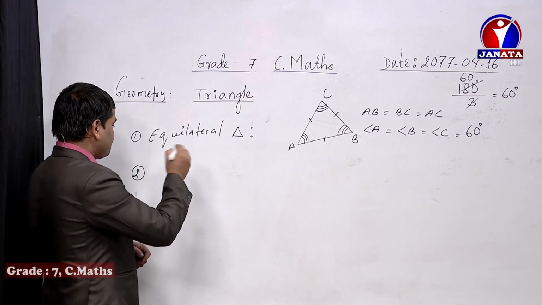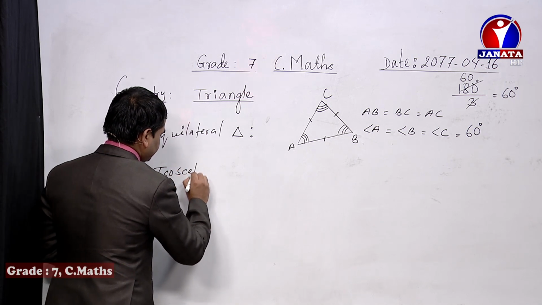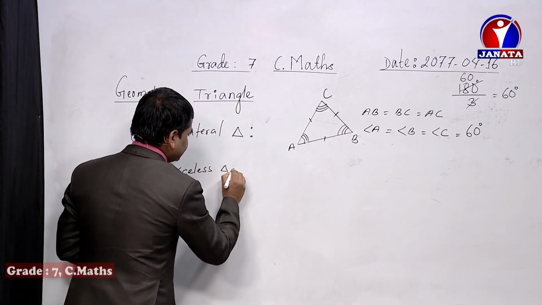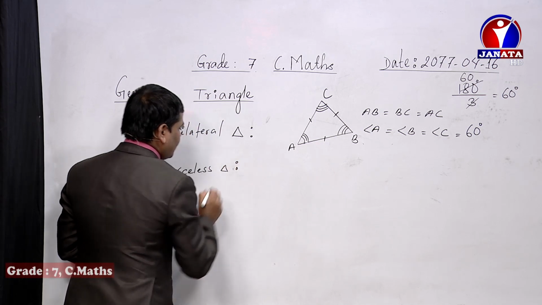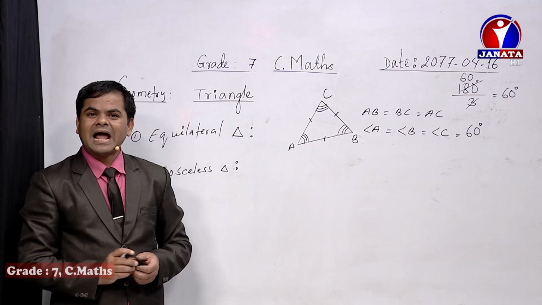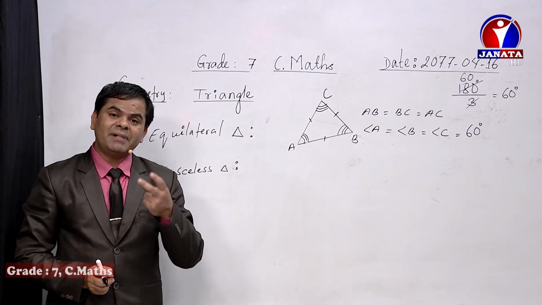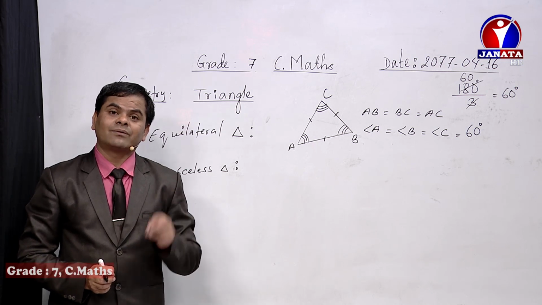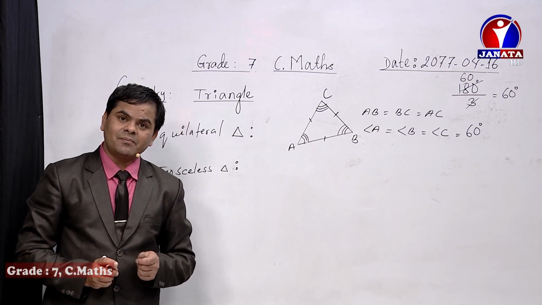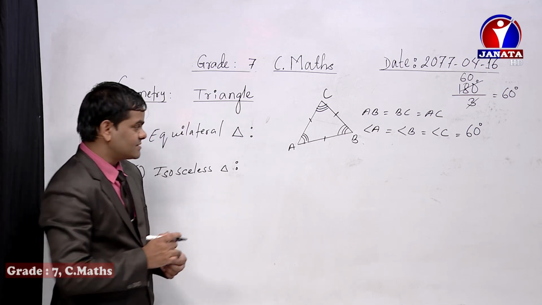Another one is the isosceles triangle. Isosceles triangle means a triangle having only two sides equal, and the two base angles opposite to the equal sides, the angles which form, are equal. That type of triangle is known as an isosceles triangle.